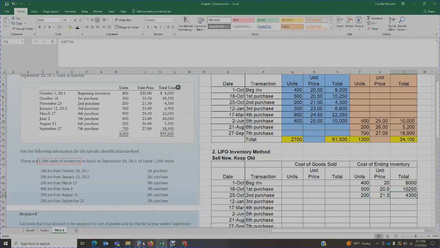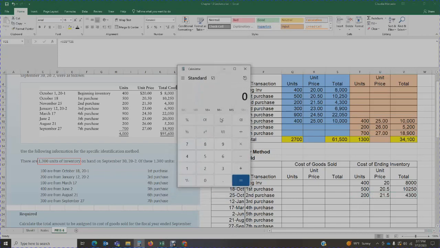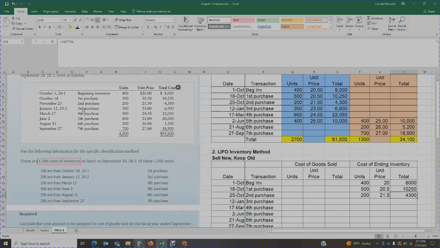Okay. So now I've got 400 plus 500 plus 200. I've got 1,100. And I'm going to subtract 1,300. I still need 200 more units. So I'm going to be looking at that third purchase. I've got 300 units. And I'm only going to keep 200 to be able to complete my 1,300 total that I need. And that is for $23.